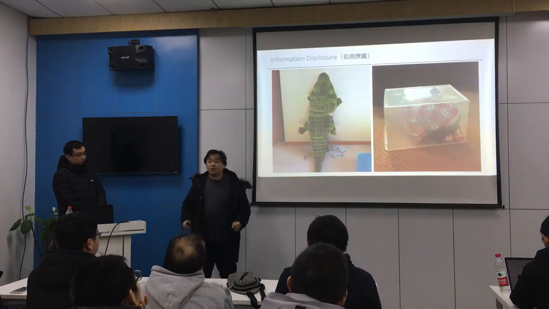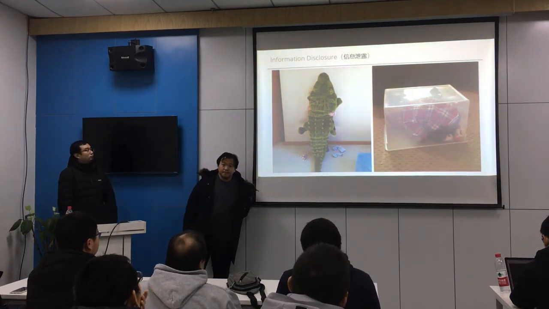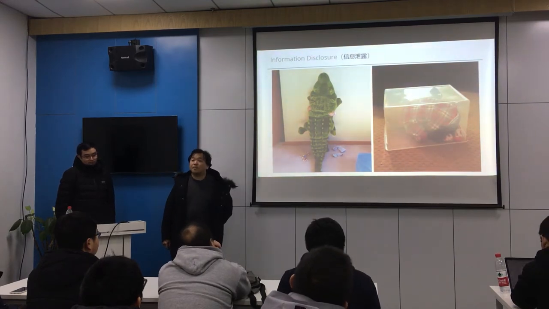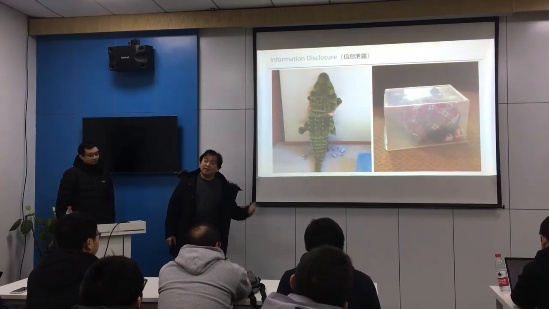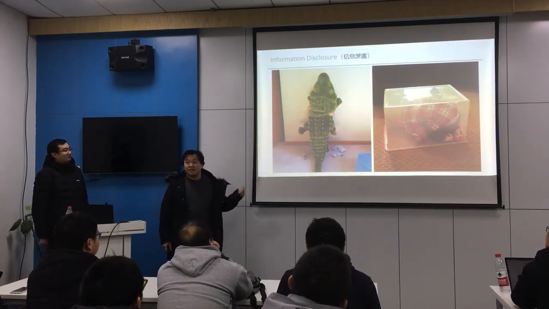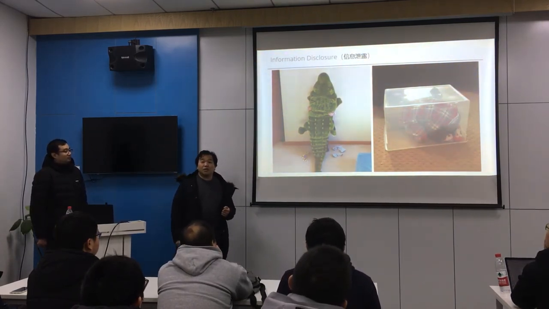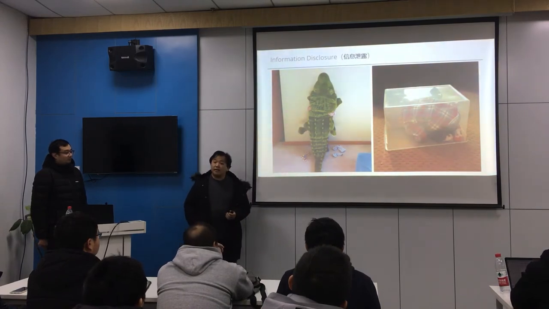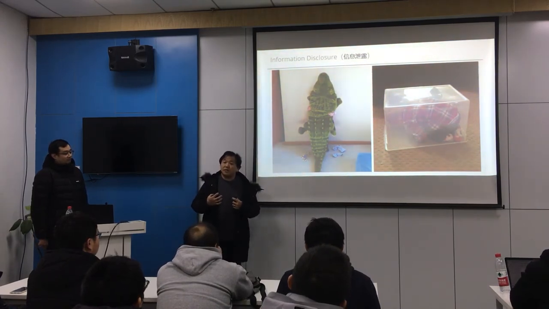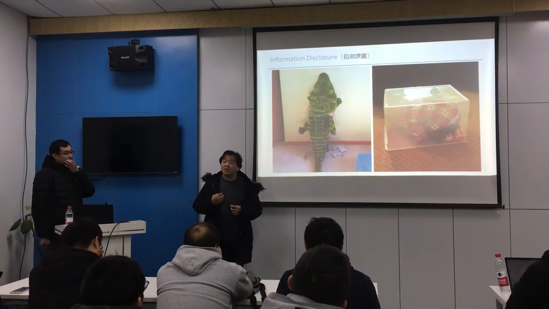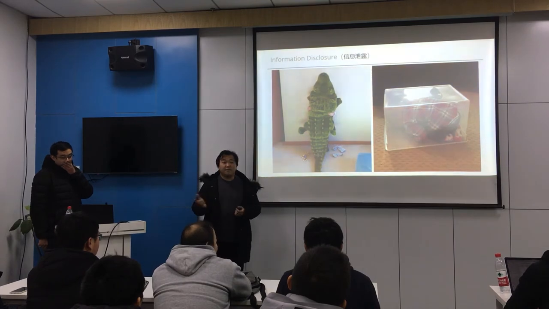Next is information disclosure. So this picture here is a child playing the game hide and seek. And obviously this child, both of them failed because it's obvious where that child is. One is hiding behind the crocodile doll. The other one is hiding inside a box, but the box is transparent. What we want to explain here is that as a company, as a system, there is sensitive information that you want to hide. And sometimes, unintentionally, you might leak it or give it away.